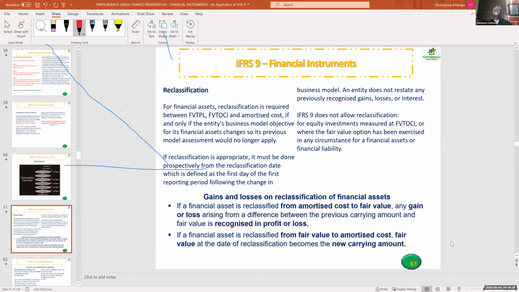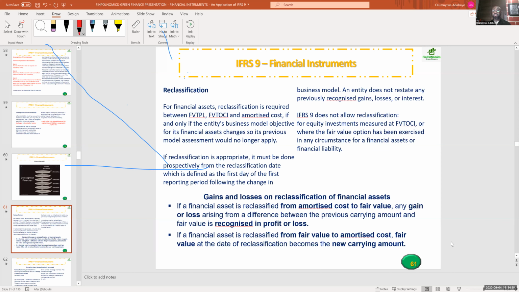And lastly, on no condition can you reclassify equity investment from fair value through profit or loss to fair value through OCI or to amortized cost. Because again, equity cannot reside on amortized cost because equity does not have a contractual cash flow. Therefore, how do you now report the gains or losses arising from such a reclassification?